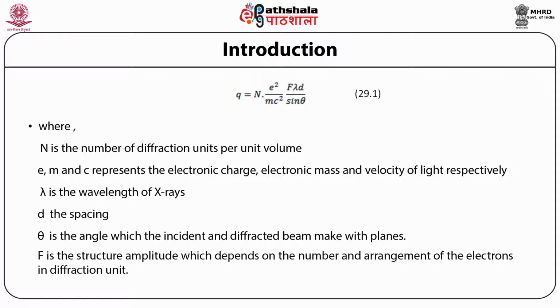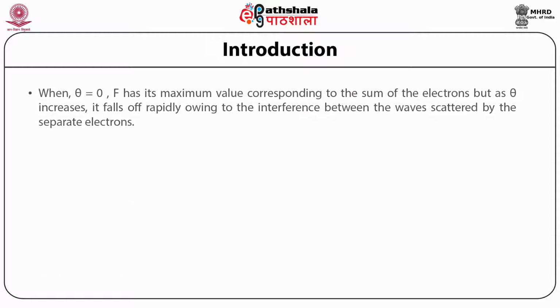F is the structure factor amplitude, which depends on the number and arrangement of the electrons in the diffraction unit. When theta equals 0, F has its maximum value corresponding to the sum of the electrons, but as theta increases, F falls off rapidly owing to the interference between the waves scattered by the separate electrons.